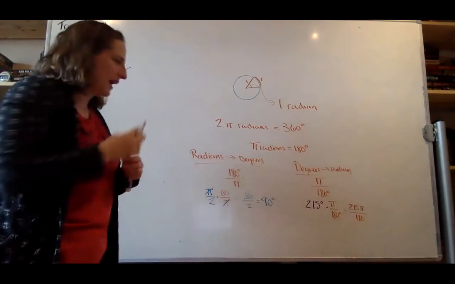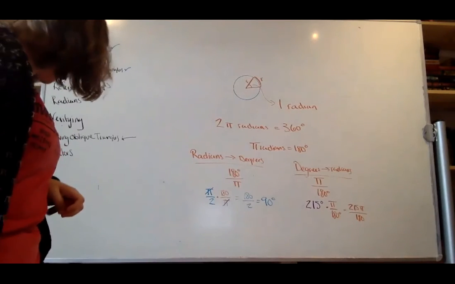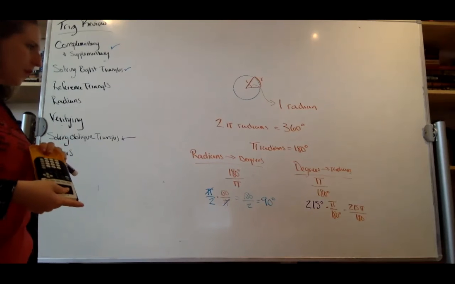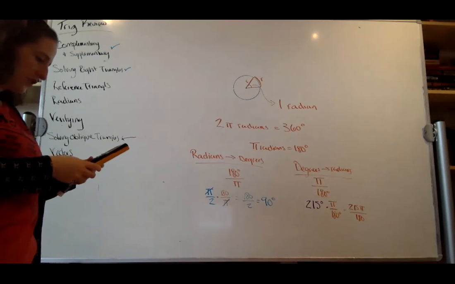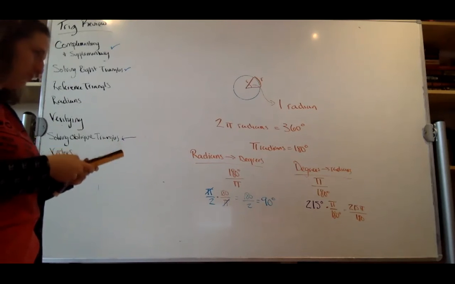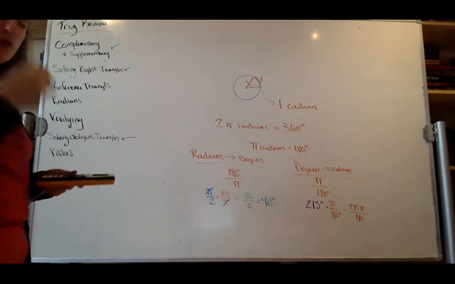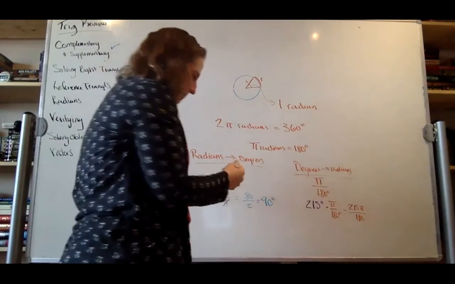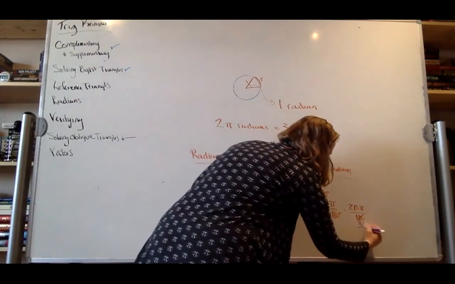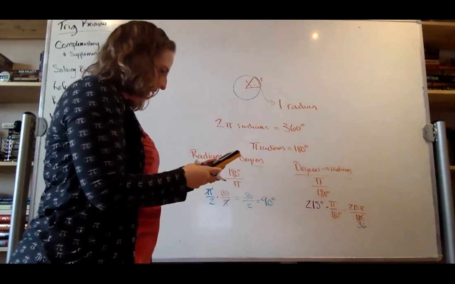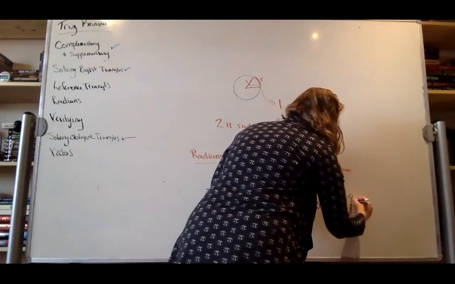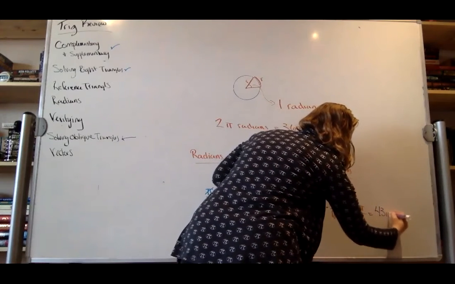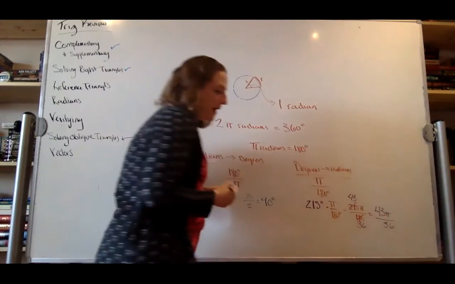Now we need to do some simplifying. In other words, I need to reduce 215 over 180. What are those both divisible by? They're not both divisible by 2, since 215 is not divisible by 2. They're both divisible by 5. Let's divide them both by 5. 180 divided by 5 is 36. 215 divided by 5 is 43. I think that's probably as good as we're going to get. So the exact answer is 43 pi over 36. Not pretty, but that's okay.